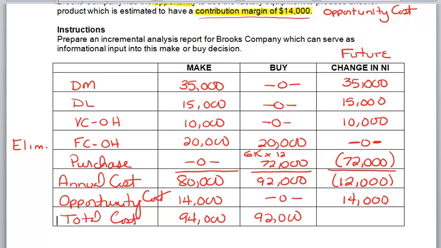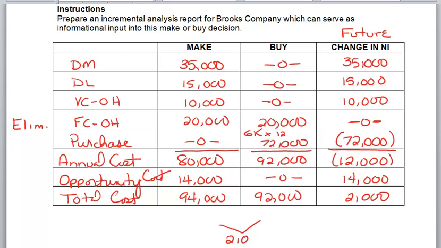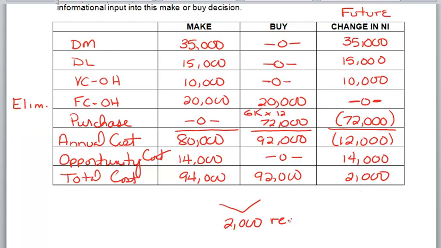12 minus 14 actually gives us a $2,000, which is the same thing as you see by just looking at the difference of these two columns. A $2,000. So this is a $2,000 reduction of costs. So because our net income would increase by $2,000, whoops, I'm thinking one thing and writing down another. Because we would have an increase of $2,000, we should go ahead and buy from our vendor.